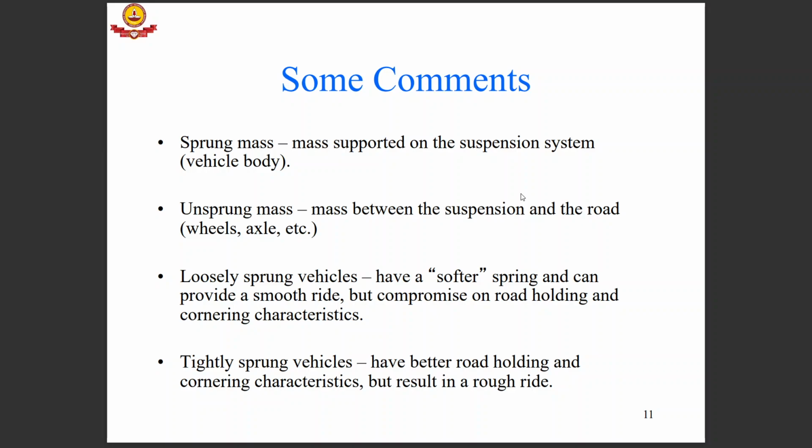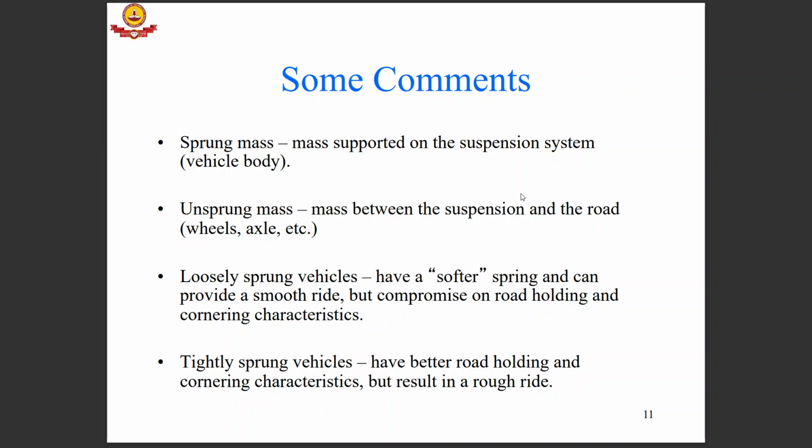So let's quickly go through some terminologies. First is sprung mass. Sprung mass is a mass which is supported on the suspension, right? It is the vehicle body. Unsprung mass is between the suspension and the road. This will include your wheels and axles. So you can divide it. The suspension essentially connects the sprung mass to the unsprung mass.